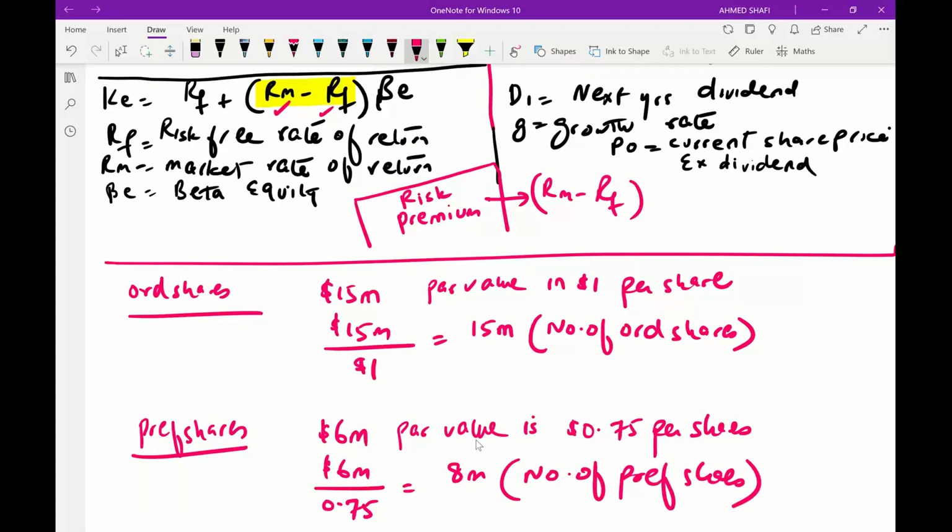preference shares. For example, if 6 million is the worth of preference shares and par value had been 0.5, I would have divided it to get the number of preference shares as 12 million. But 6 million is preference shares at 0.75 par value, so we divide it. The number of preference shares is 8 million. Any queries with these 2 points? No need to copy. We will solve it on the spreadsheet.